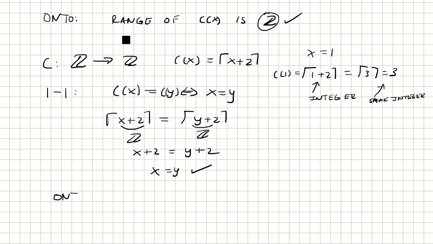Now for onto, we know that the range of c of x is all integers. So that matches with the codomain. So therefore, it is onto. And because it's 1 to 1 and onto, it's also a bijection.